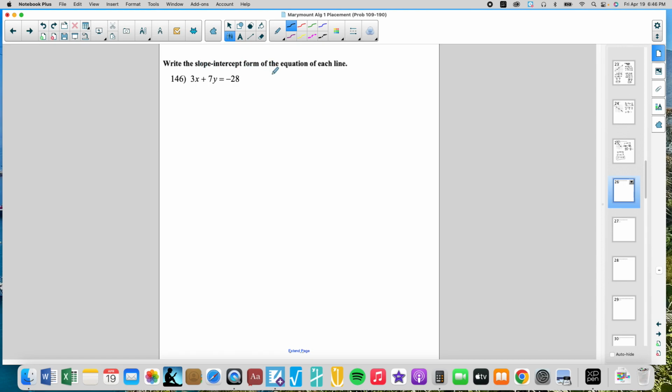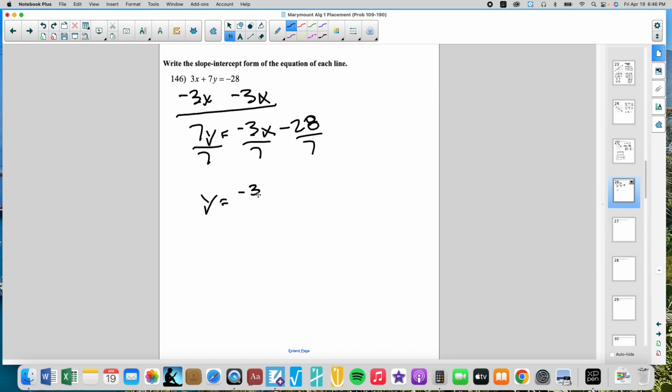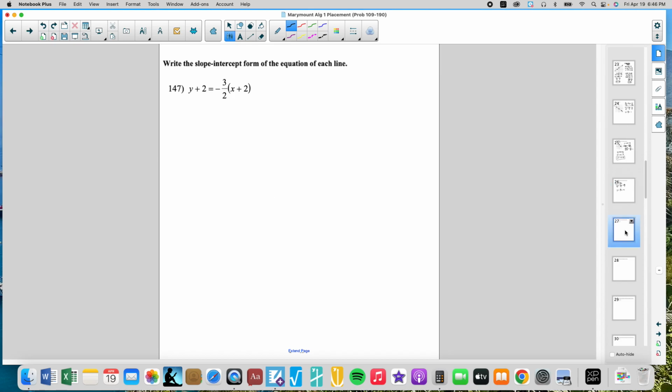In slope-intercept form of the equation, we're going to minus 3x. We get 7y equals negative 3x minus 28. Divide by 7, divide by 7, divide by 7. We want to isolate y. That's negative 3/7 x minus 4, and that would be in slope-intercept form. That's good. Let's go to the next one.